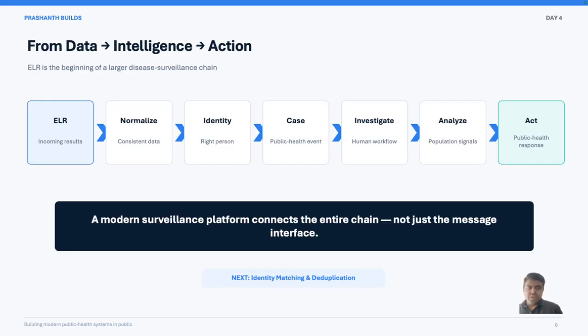And that leads directly into the next problem. Suppose, let's say, two labs send results for John Smith. One says John A. Smith, another says Jonathan Smith, and the address is slightly different. Are these two different people or the same person? That sounds simple, but at public health scale, it becomes one of the hardest problems in the platform. In day 5, we look at identity matching and deduplication and how a modern surveillance system can be built using a reliable view of a person.